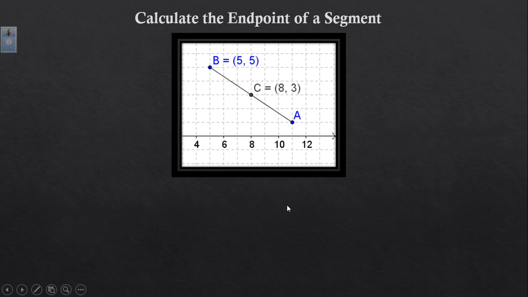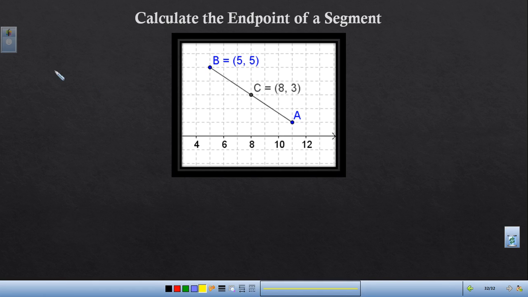Okay, now we extend this idea to calculating the endpoints. You remember how we did this before. This time around, we're going midpoint equals. So the x midpoint is 8, and it's going to be equal to 5 plus x over 2. The y coordinate will be 3 equals 5 plus y over 2. So the x value was 5 and the y value was 5.